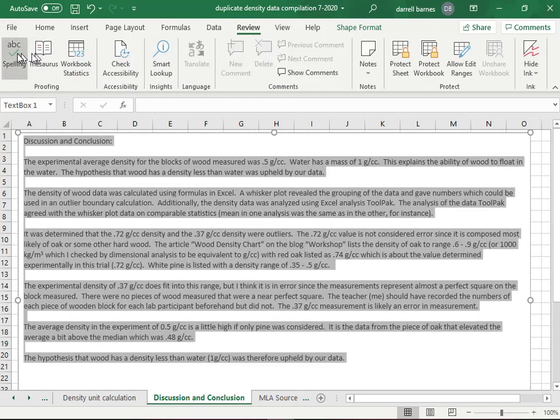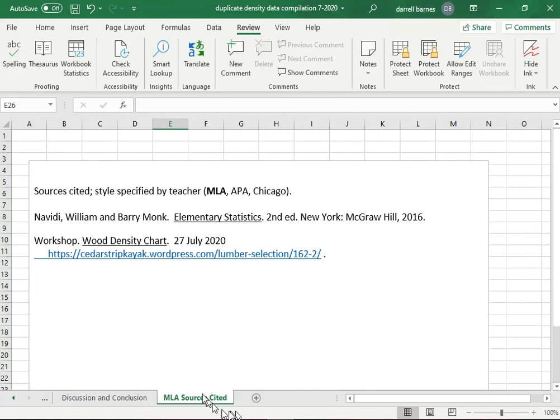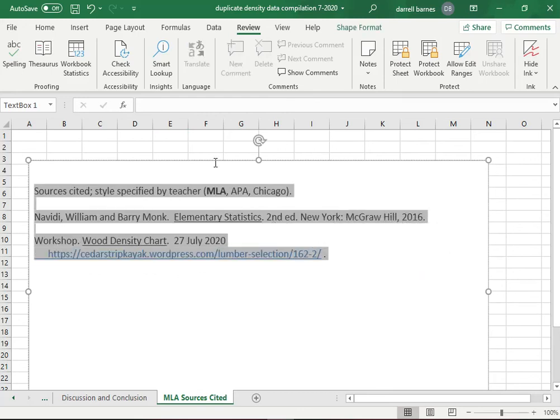Let's go with review and spell. Okay, lovely, lovely. All right, let's go to sources cited. I did pick MLA here. We did have a problem formatting this. I never did figure out that, and I'm not in the mood right now. Let's do a spell check there. We're good to go.